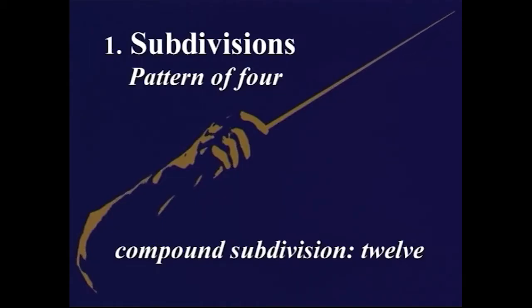The compound subdivision of 4 is 12, and it's built up like this. Here's our basic beating pattern, and we've already looked at 8, which will be this. So you have 2 beats on each corner, and that transfers very easily into the compound subdivision with 3 on each corner. And we need our crossover at the top, Christmas tree shape.